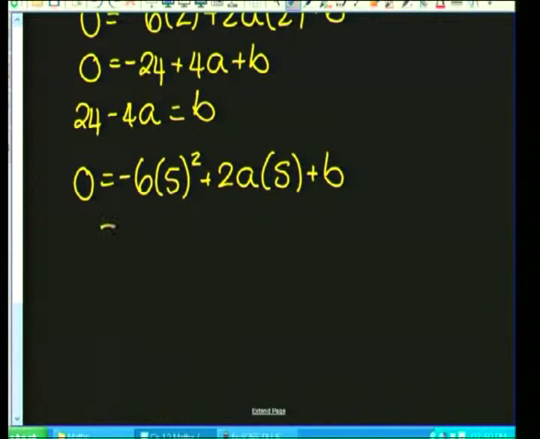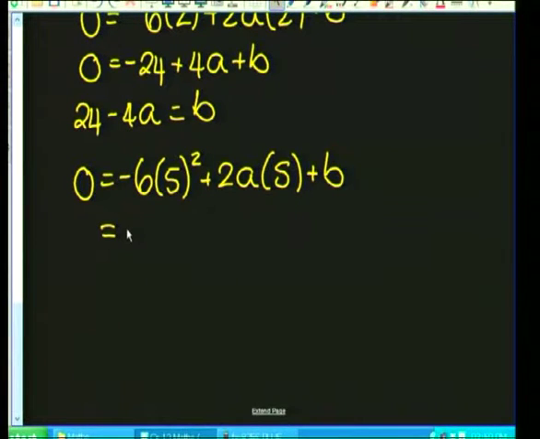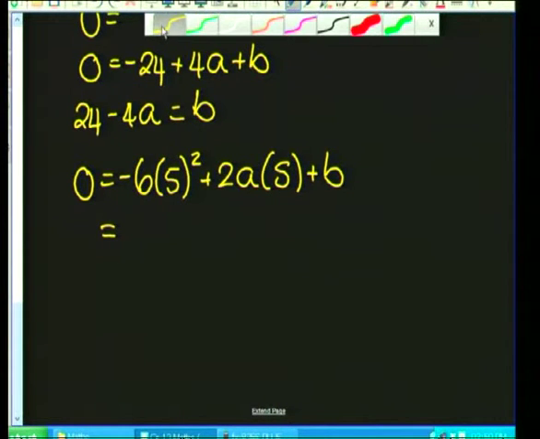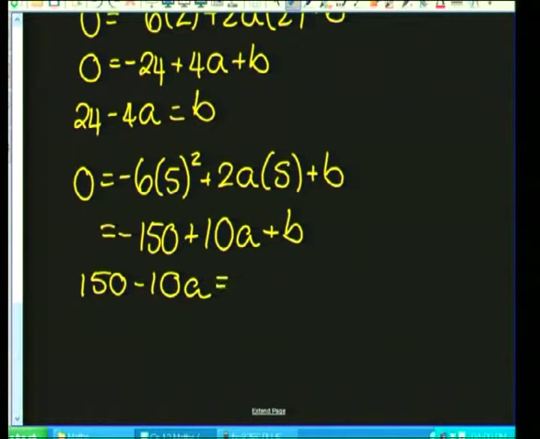Right, so that leaves us with negative 6 times 25. Let's just make sure I'm working that out right. Negative 6 times 25 is going to give us negative 150. I'm going to have 10a plus b, and once again I'm going to make b the subject of the equation, so that equals b.